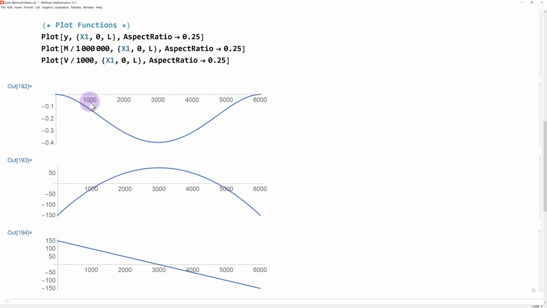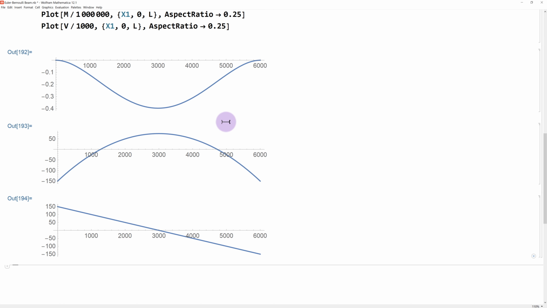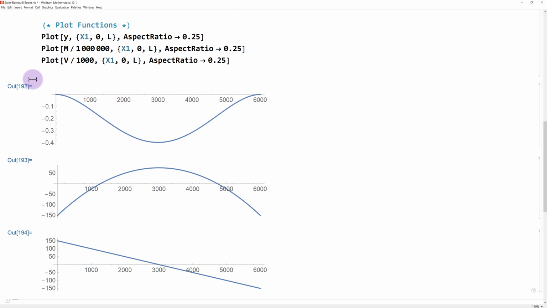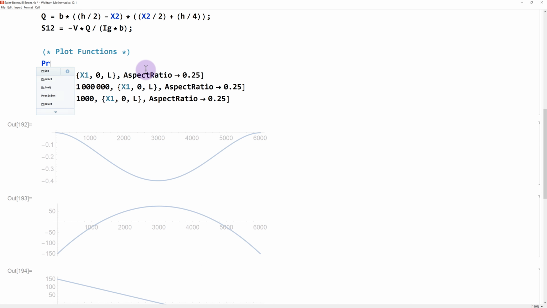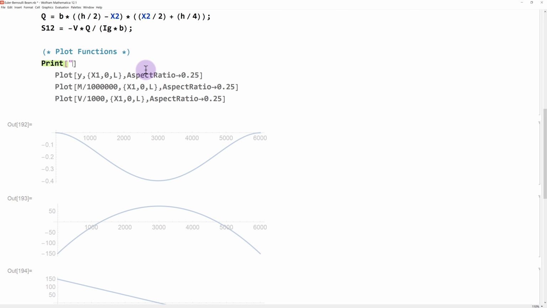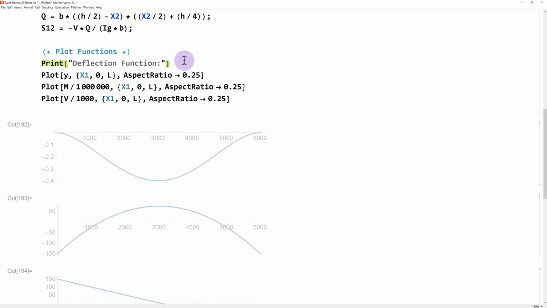It's looking really good. Now let's also say that, hey, I don't know which function is which. I just want to add a little indicator above each. Well, it's actually pretty easy. Before we plot the function, we can use the print command. So just print, and again, it's a function, so it's the square brackets. And all you need to do is put in quotation marks what you want. So the first one we're going to have is the deflection function.